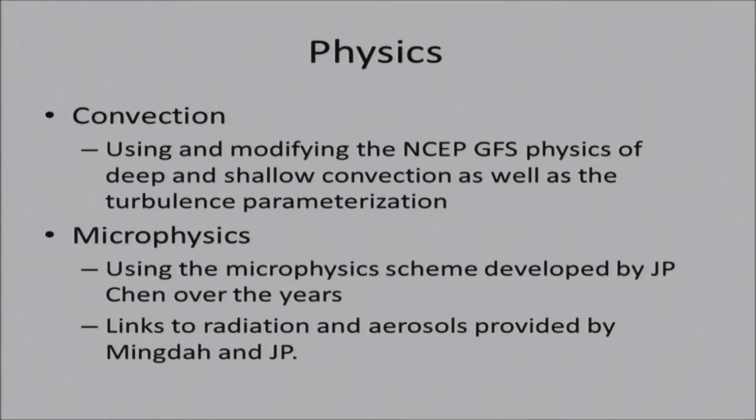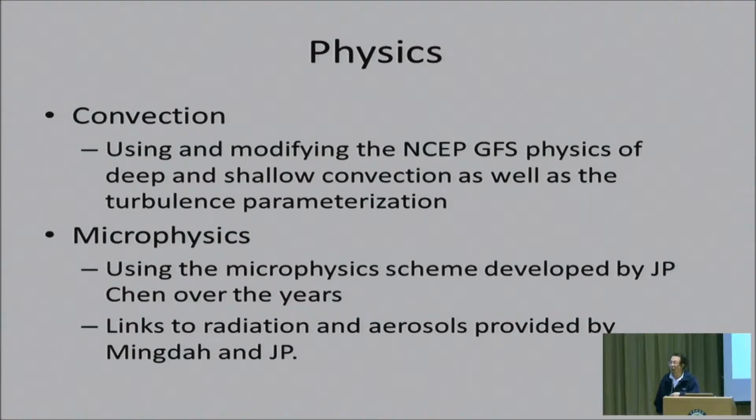So we decided to focus on two aspects in terms of the physics, both of them having to do with moisture. In terms of convection, our first step would be to use and modify the NCEP GFS physics in terms of convection and turbulence. And this is sort of because, as Huang Xiong has said in his introduction, this has been developed for the weather model, so that it is really trying to generate essentially weather variations, which hopefully addresses something that the current climate models have been criticized for.